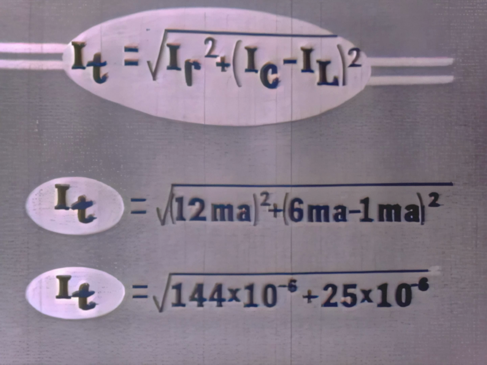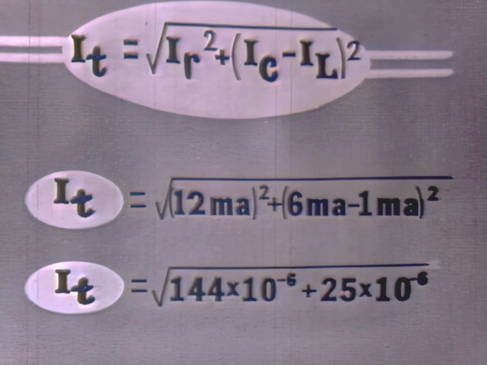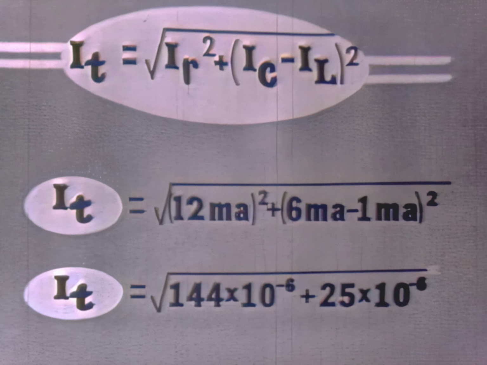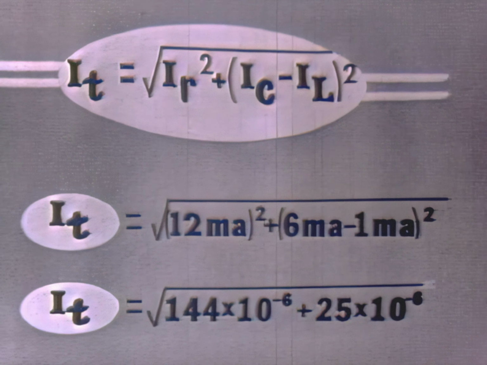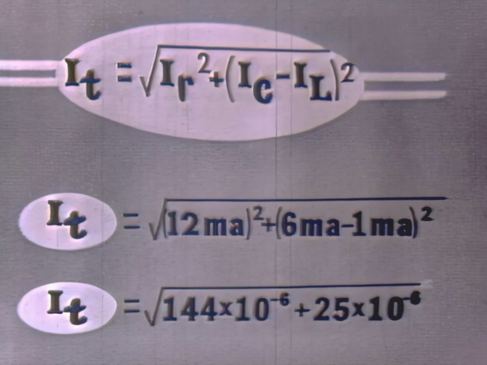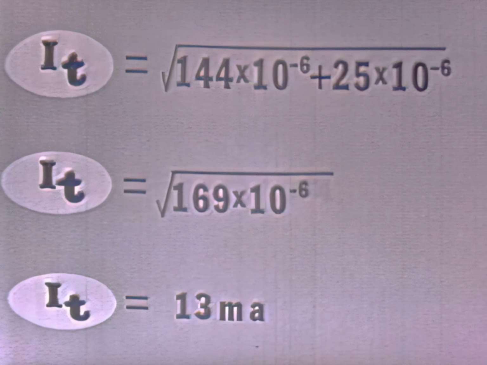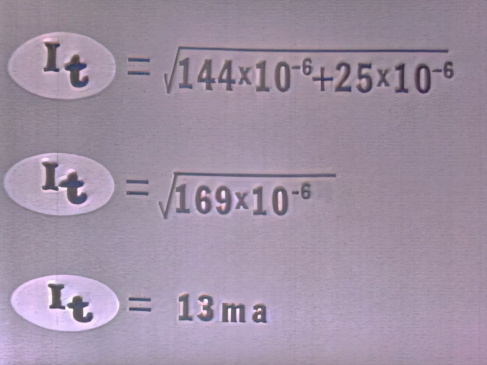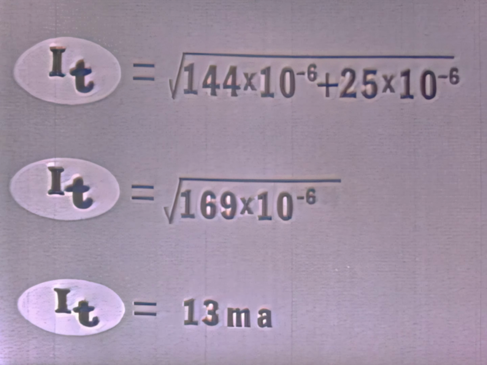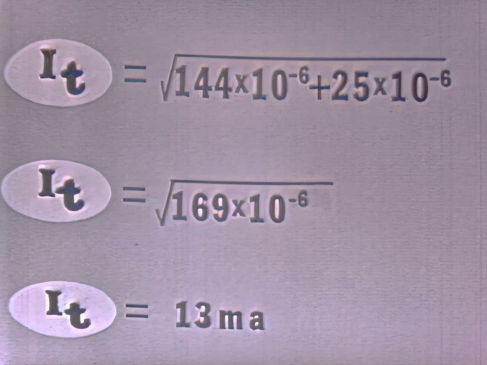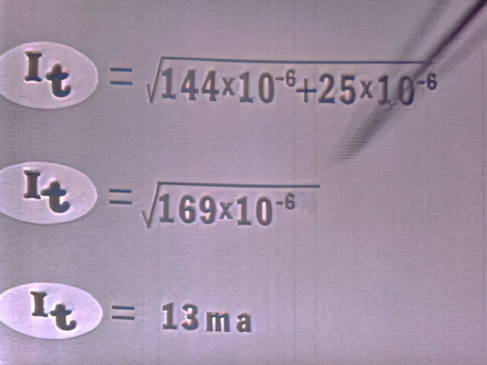we can see that 12 milliamperes squared is 144 times 10 to the negative 6. 6 minus 1 is 5. 5 squared would be 25, again times 10 to the minus 6, maintaining our exponent. Adding them, 144 plus 25 would be 169 times 10 to the minus 6. Remember, when we add, our exponents would remain the same.